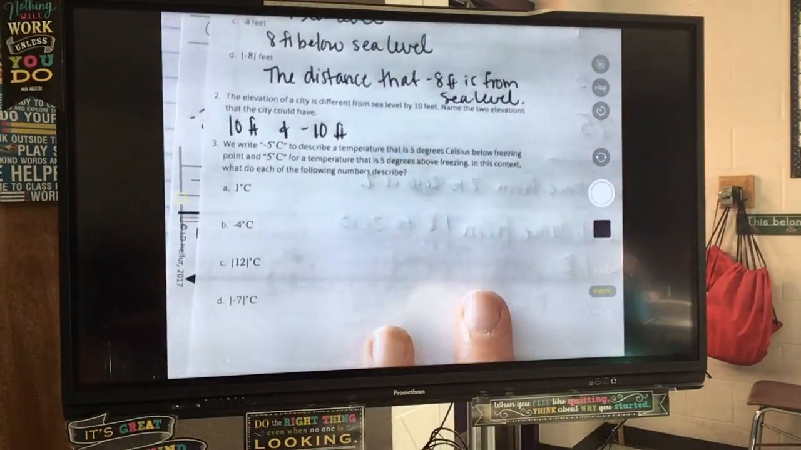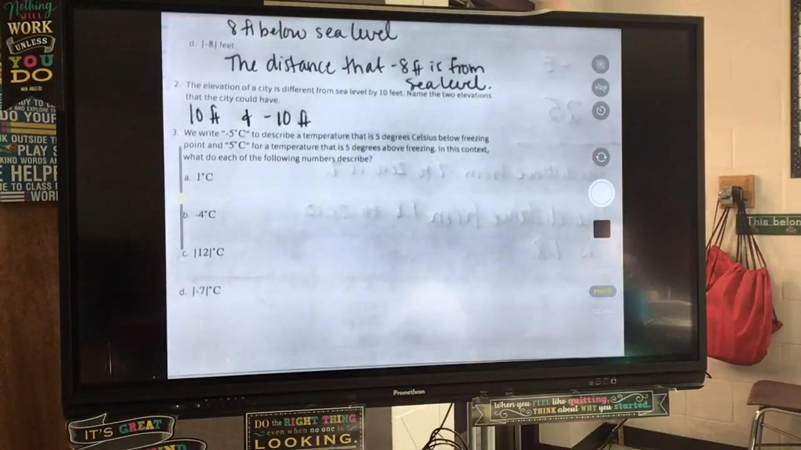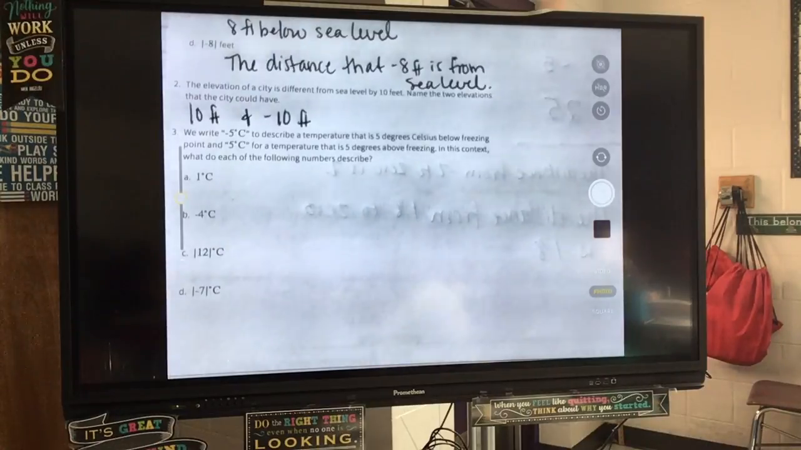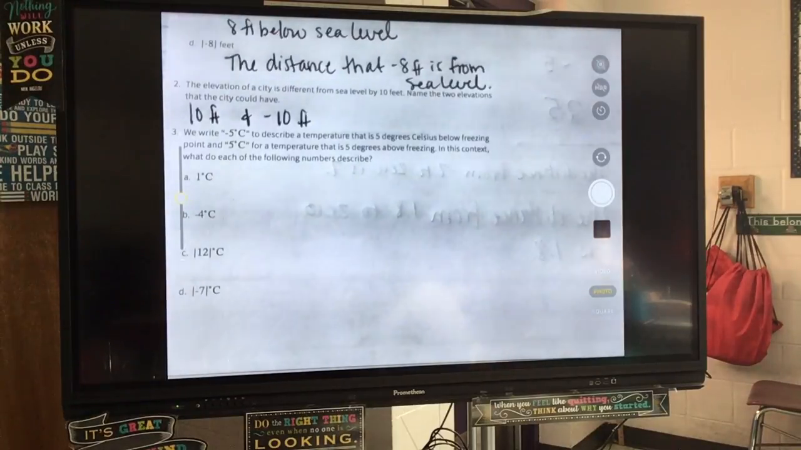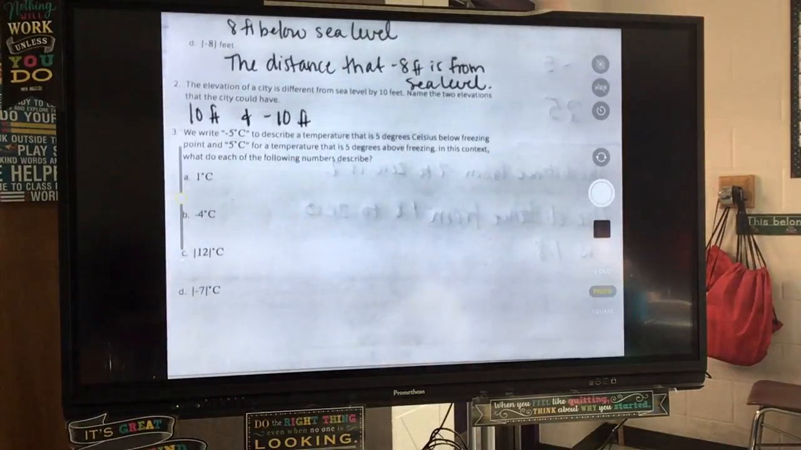All right, number 3 says rewrite negative 5 degrees Celsius to describe a temperature that is 5 degrees Celsius below freezing, and 5 degrees Celsius for a temperature that is 5 degrees above freezing. In this context, what do each of the following numbers describe? So again, as a group, you're writing what each one of these numbers describes, just like we did in the top part, except we're not talking about sea level now, we're talking about freezing. All right, go, children, go.